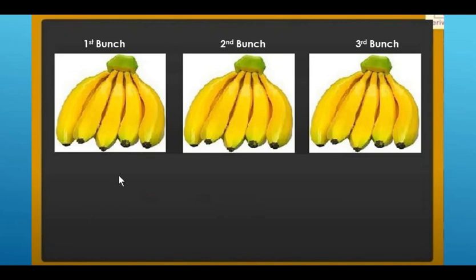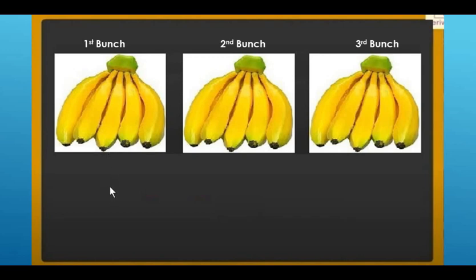Now, my dear students, let's see another example. Look, there are 3 bunches of bananas. Can you tell me how many bananas are in each bunch? Let's count. In the first bunch, 1, 2, 3, 4, 5. Yes, there are 5 bananas. And the second bunch also has 5 bananas. And the third bunch also has 5 bananas. So, each bunch contains 5 bananas.